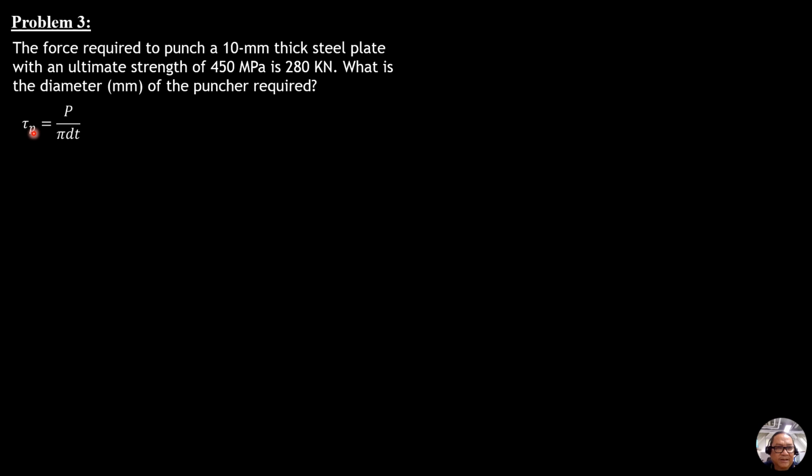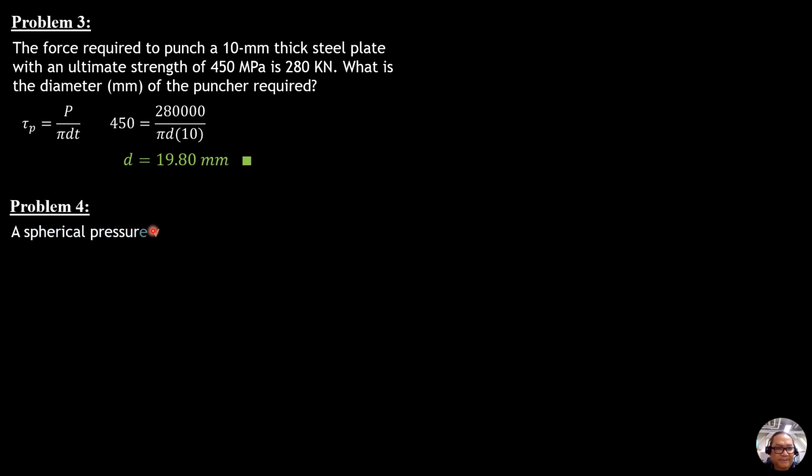Allowable value is equal to 450, and P is 280,000 newtons, thickness 10 mm. Substitute. So 280,000 over pi dt. Solving for D, D is 19.8 mm.